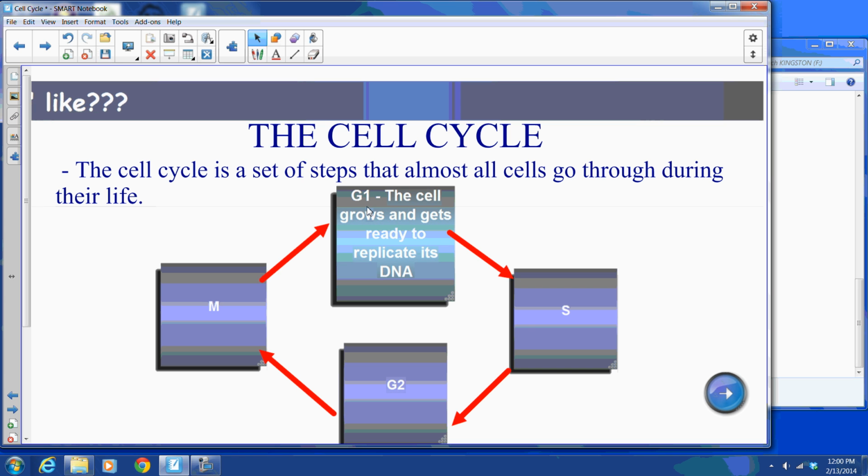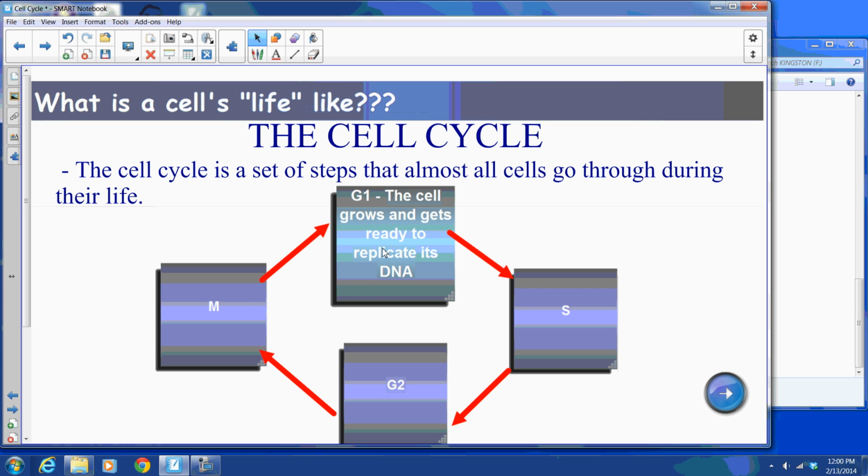And so in this case with G1, the cell is going to grow and it's going to get ready to replicate its DNA. Now by replicate, that word means to copy. So it's going to get ready to copy its DNA, to put together a new complete full copy of that DNA. Because in this cell cycle, what's going to basically happen is we're going to take one cell here, and it's going to go through the cell cycle, and then at the end of the cell cycle, that one cell is going to divide into two.